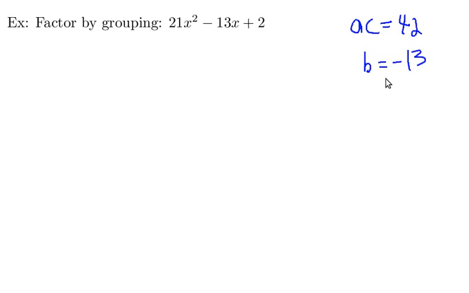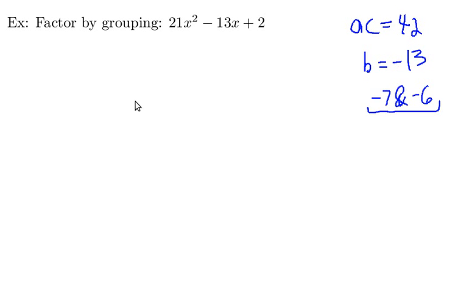Actually, no, that's not going to be that tough at all. What two things multiply together to make positive 42 and add to make negative 13? Well, that'll be negative 7 and negative 6. Multiply these two things together, you'll get positive 42, since a negative and a negative makes a positive. Add them together, you'll get negative 13.